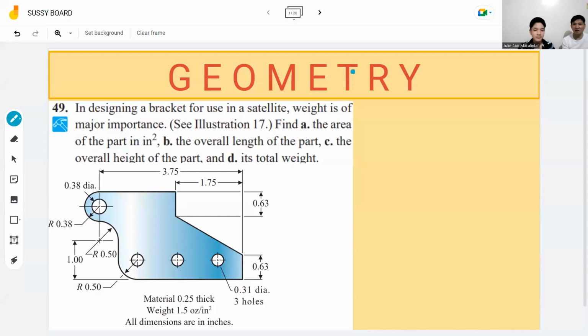Yes, can you solve this geometry problem, Josh? In designing a bracket for use in a satellite, weight is of major importance. Find A, the area of the part in square inches; B, the overall length of the part; C, the overall height of the part; and D, its total weight. This is the figure. Okay, go ahead and start solving.